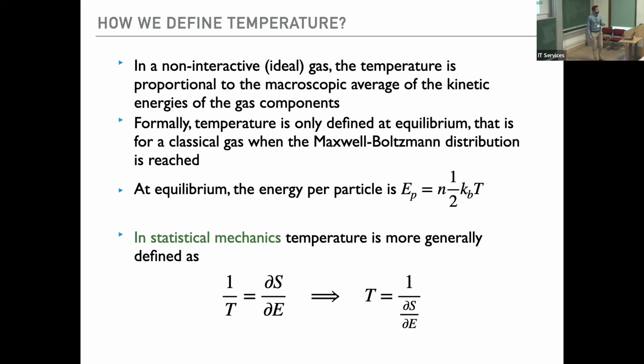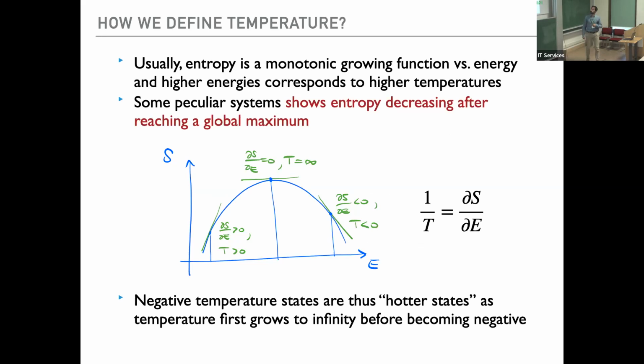More generally, in statistical mechanics, temperature can be defined this way: 1 over temperature is the derivative of the entropy versus the energy when you keep fixed all the other thermodynamic constants. Now, usually, entropy is a monotonically growing function versus energy, and that means that higher energies correspond to higher temperatures. This is what we normally experience, for example, in the gas in this room.